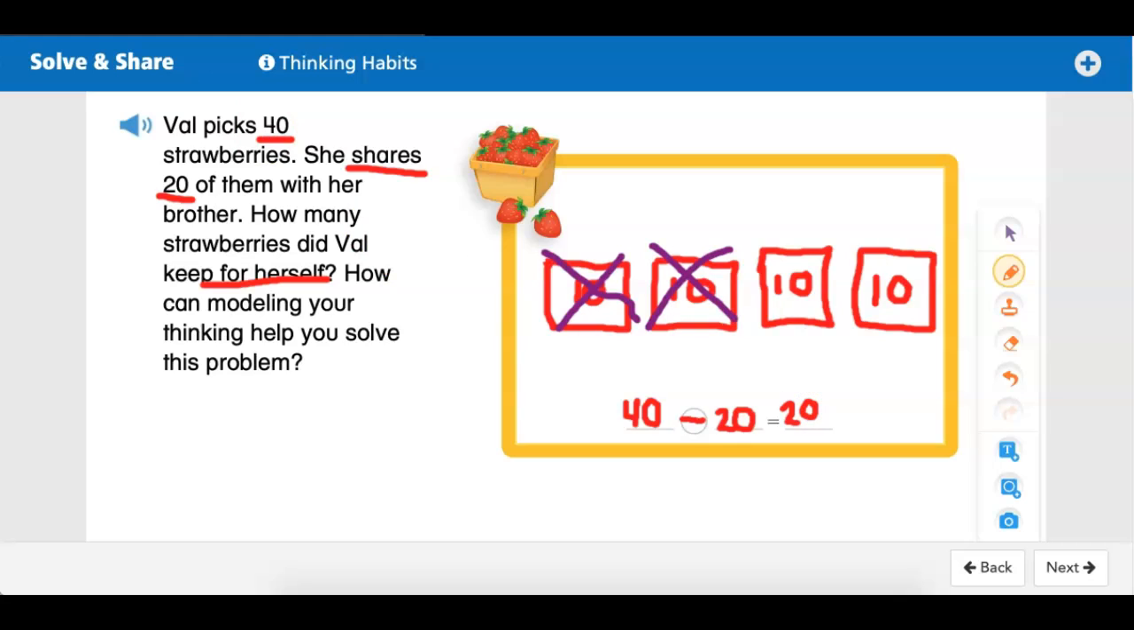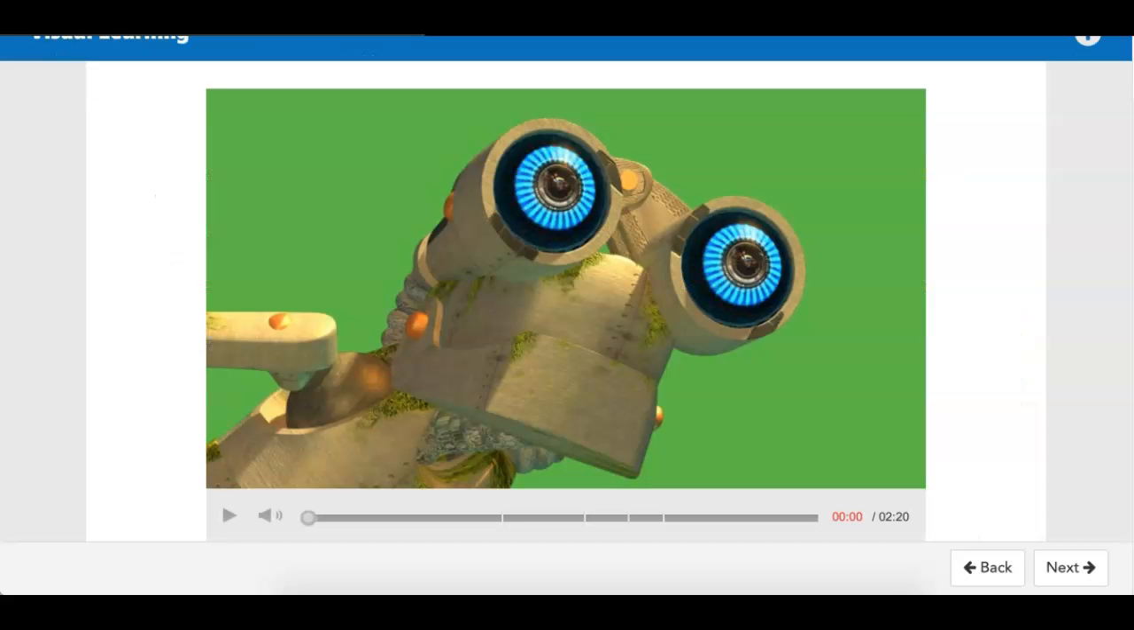If you used a different model to solve for this problem, that is perfectly fine. As long as we got the same equation and answer for our solve and share, then we are all good to go. Now let's watch our animated video to look for some other ways that we can model with math to solve our problems. Let's follow along at the top of our workbook page 478.